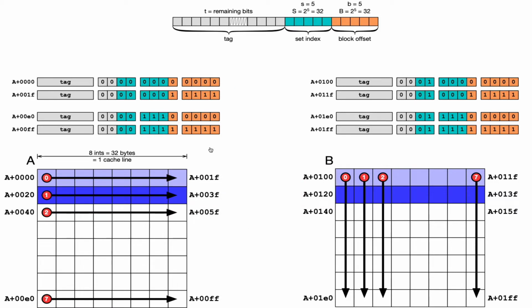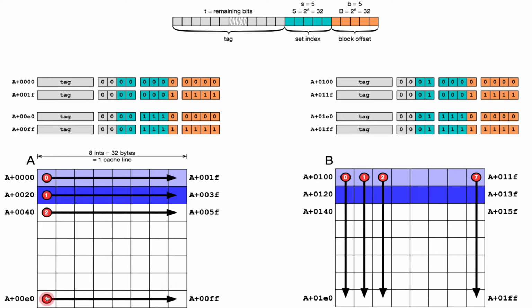Similarly, the value for A plus 1F, which would be the 8th integer in that first row, we unpack in a similar fashion. 0, 1F is what we want to see here. So here's 0, 1F, which tells us that that is also in set 0, which makes sense, right? Because there are 8 integers in the row, and because there's space for 8 integers in the cache line, we would expect all the values in this first row to be in cache set 0.